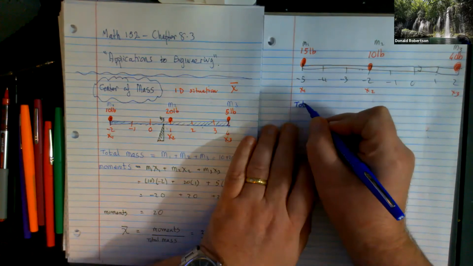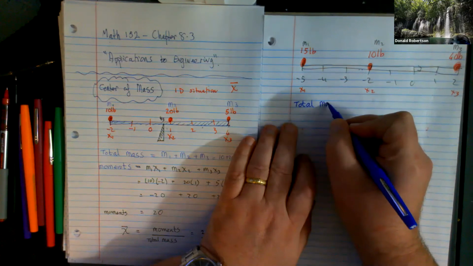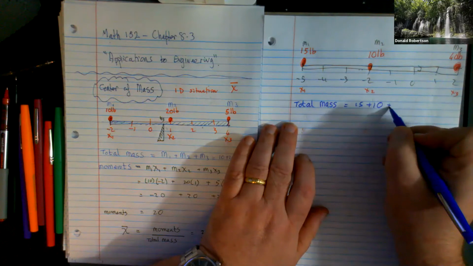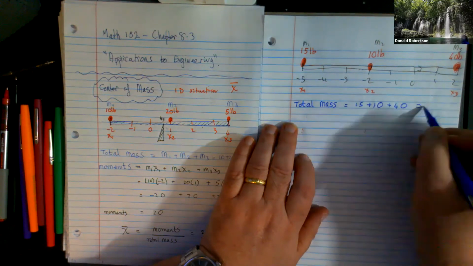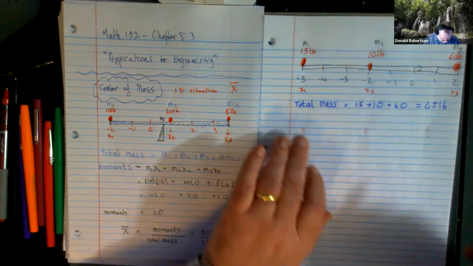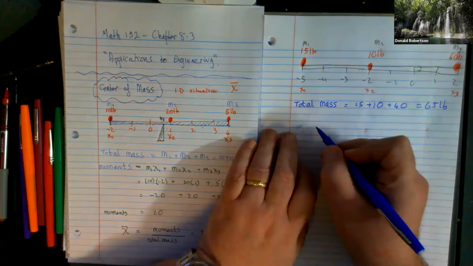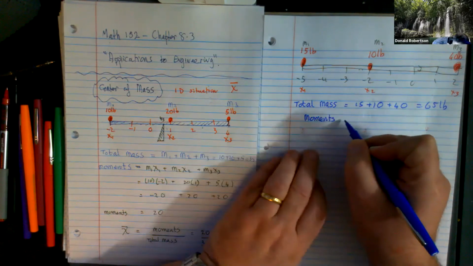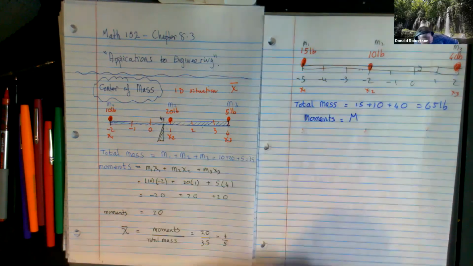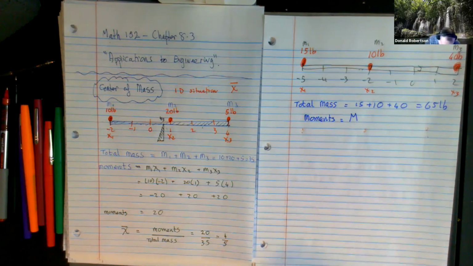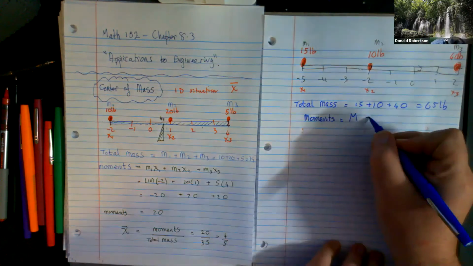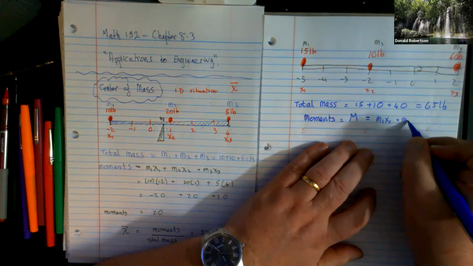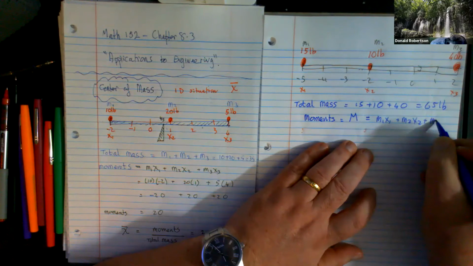So you want to find the total mass. Well, what's that? 15, add 10, add 40. And so that's what, 65 pounds? Then we get the moments. Strangely enough, they use the capital letter M for moments. I would probably have used it for mass, but they use capital M for moments. And that's going to be M1 X1, add M2 X2, add M3 X3.